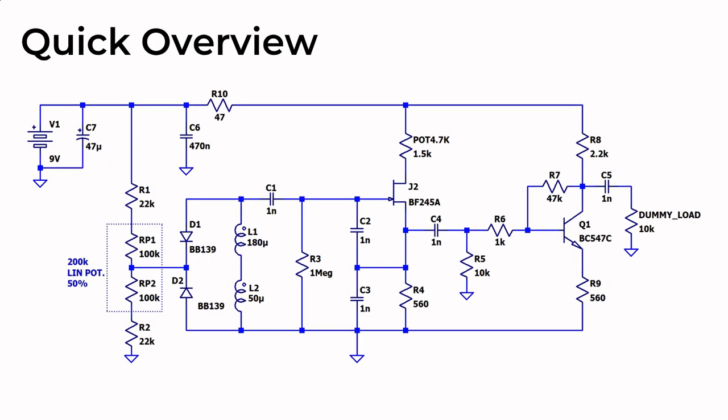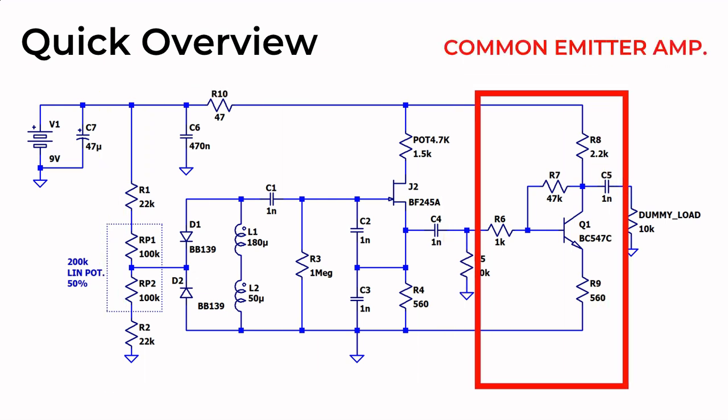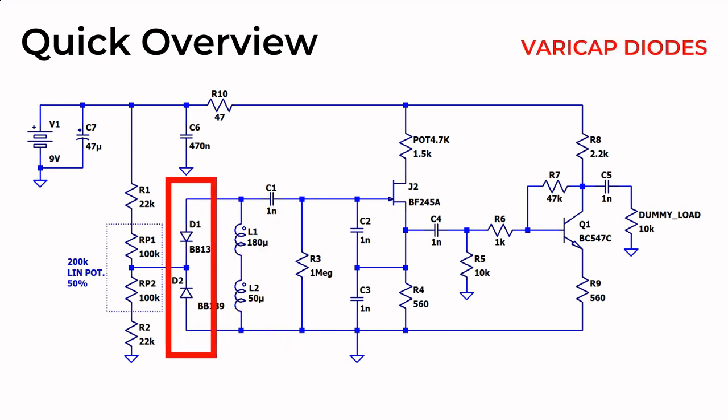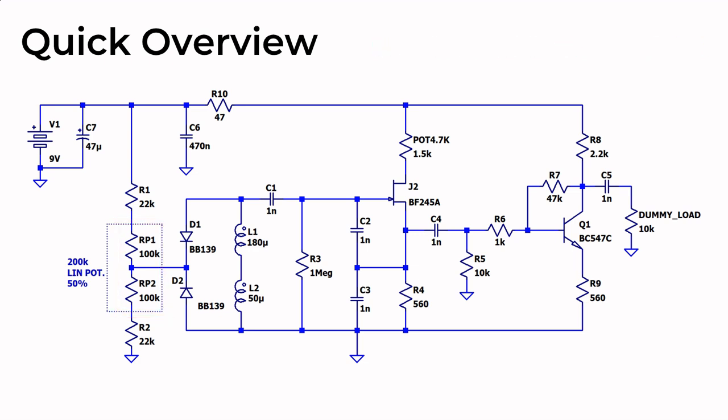Now let's make a quick review of the schematic. The Colpitts oscillator, the common emitter amplifier, the LC tank, varicap diodes, and the potentiometer. You can download the simulation file from my GitHub channel.